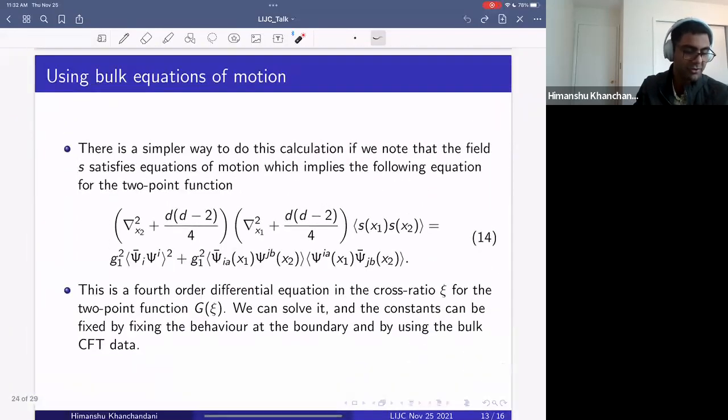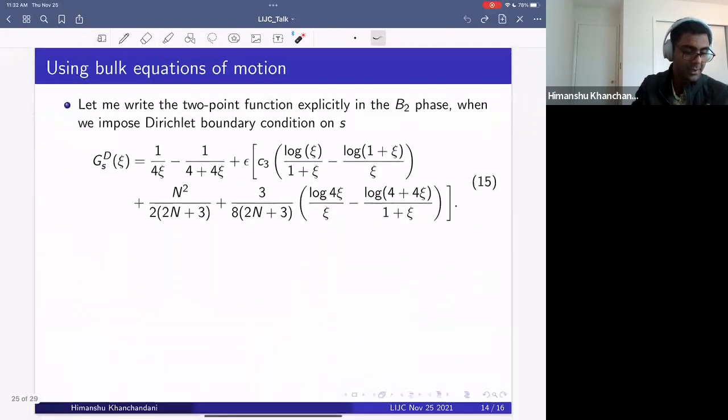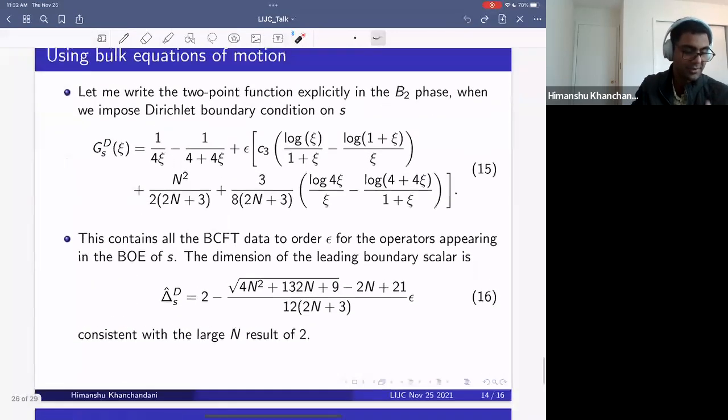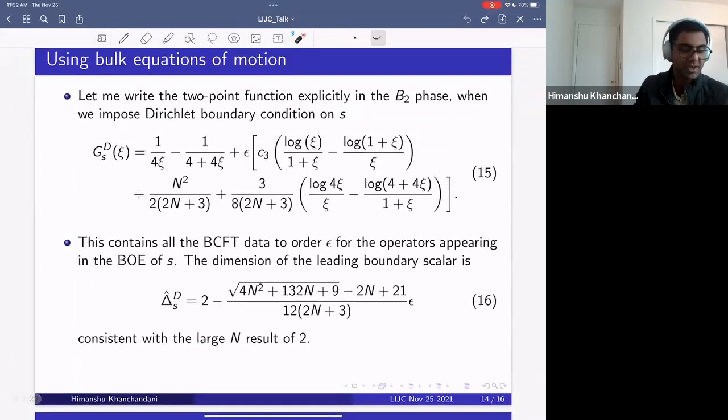And surprisingly, we can actually solve this equation. This is a fourth order equation in the cross ratio, and we can solve it, and we can exactly get the two-point function of scalar S as a function of the cross ratio. Once we have this two-point function, this actually gives us all the BCFT data that we need to know.